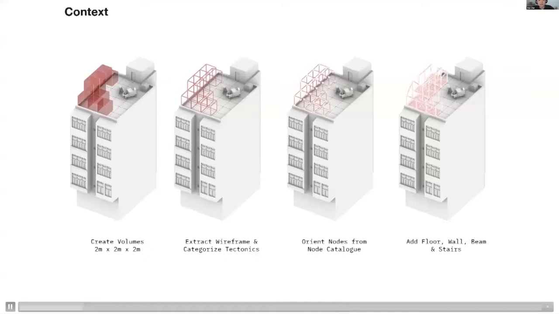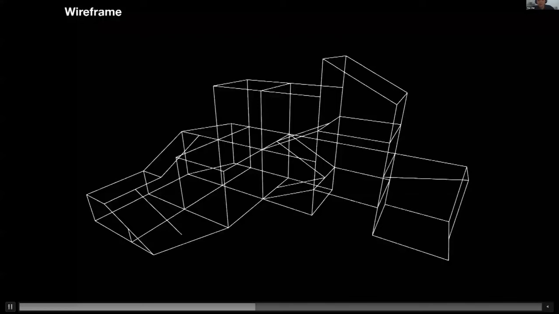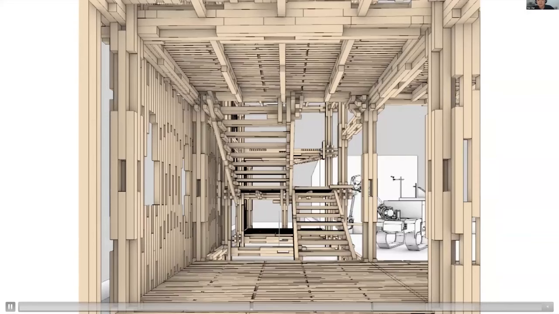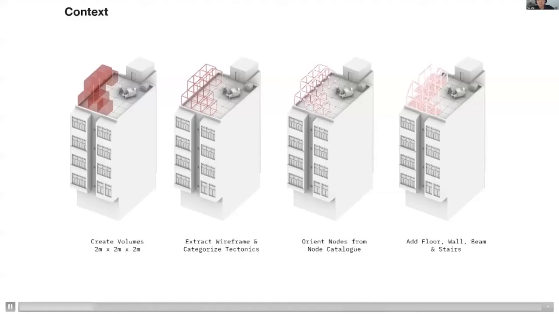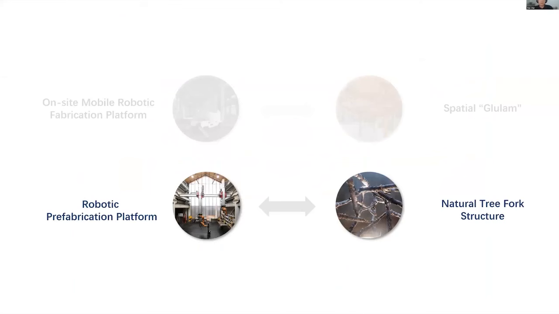And we also can see the potential in extending the robots to a different kind of construction scenario like this one. It's a scenario envisaging an extension of high-rise buildings. That's the first platform and the first project. And the following is our research on a natural tree fork structure making use of the robotic prefabrication platform.